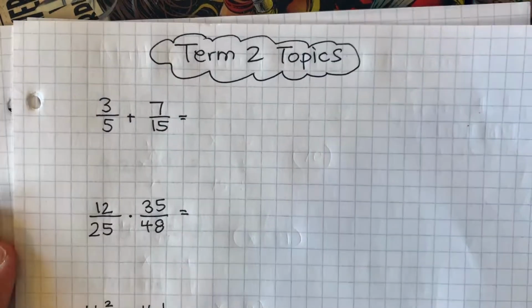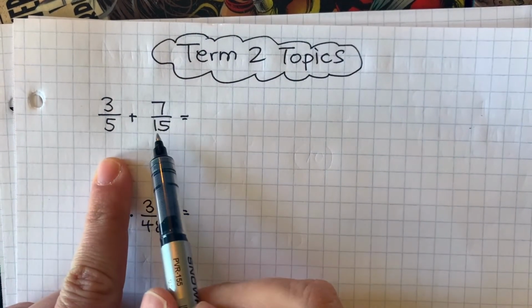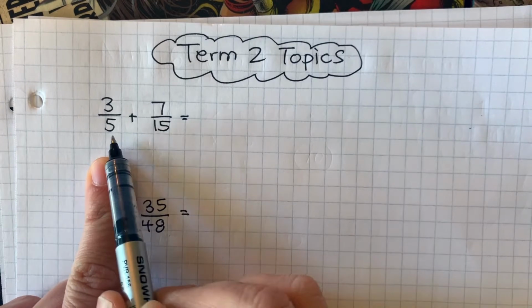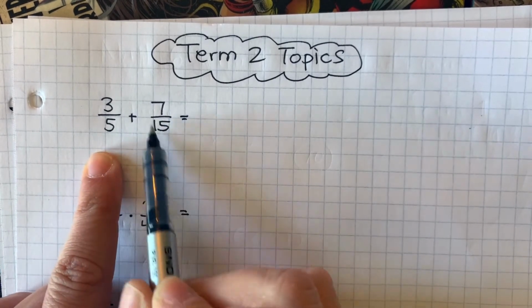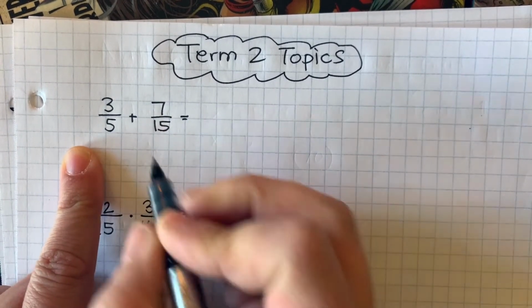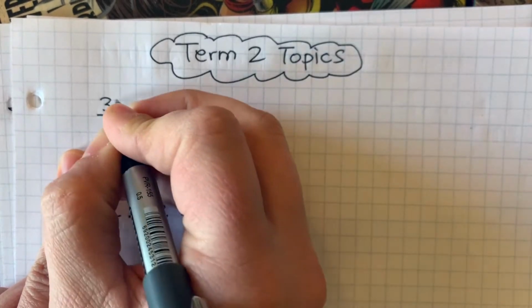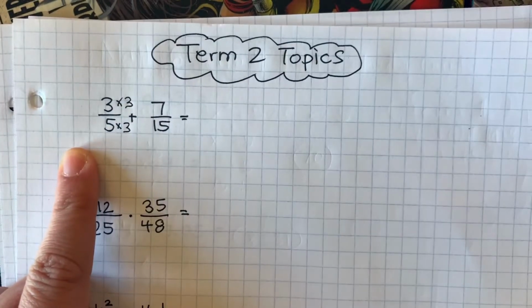All right, term 2, here we go. So we're gonna add fractions. Our fractions need common denominators. So I don't need to change this fraction, I need to change this one. I'm gonna give it a common denominator of 15.